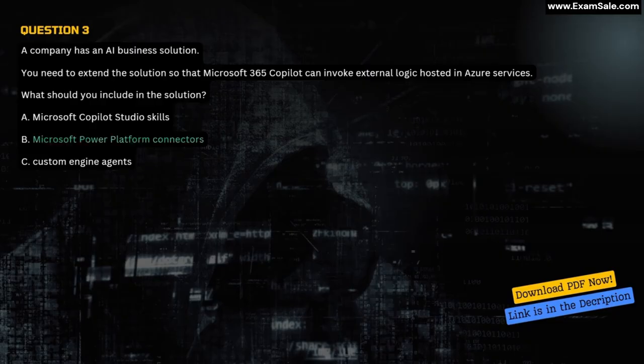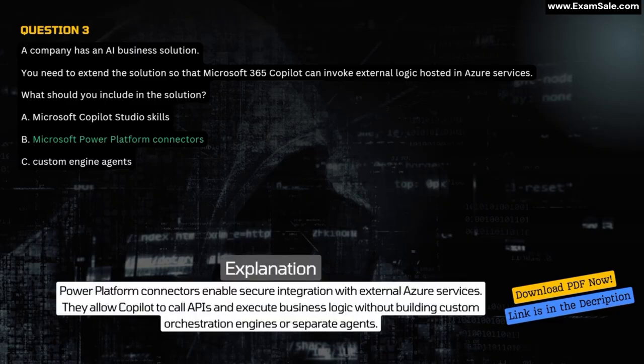Microsoft Power Platform connectors. Explanation. Power Platform connectors enable secure integration with external Azure services. They allow Copilot to call APIs and execute business logic without building custom orchestration engines or separate agents.